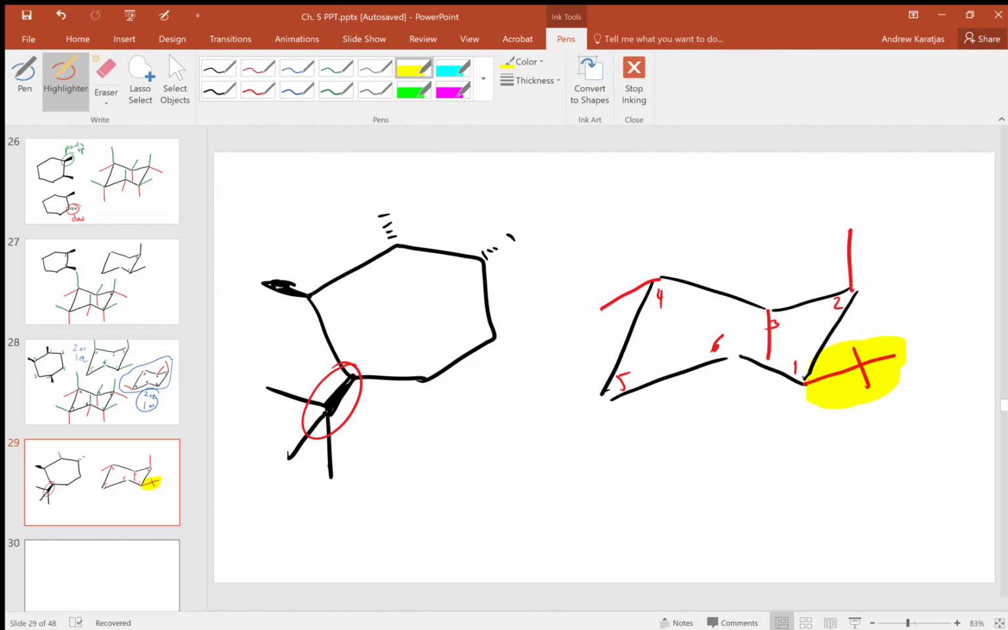So again, as you start to do some practice with these, 2 main goals that we're trying to achieve. One is that we want as many groups equatorial, and second, we want the largest groups equatorial.